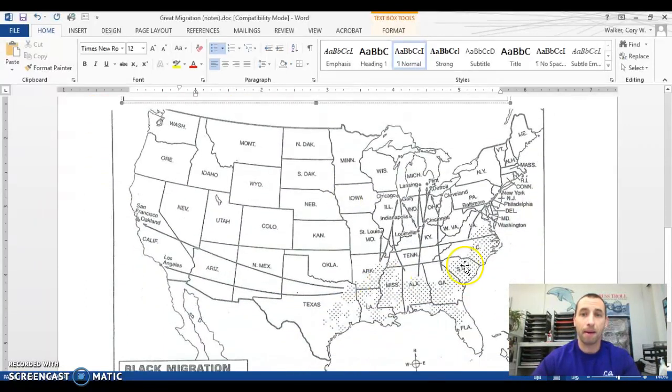Okay, down here the map just shows you guys some of the places that African Americans were heading, basically out of the South and into northern cities and in the Midwest. Also out west into California, some of the cities there.